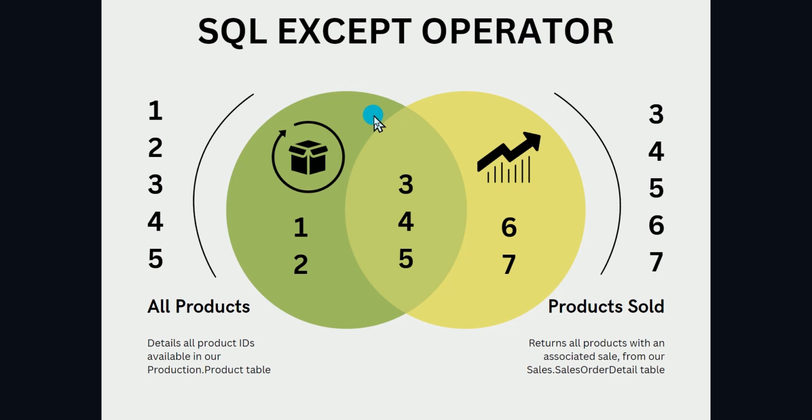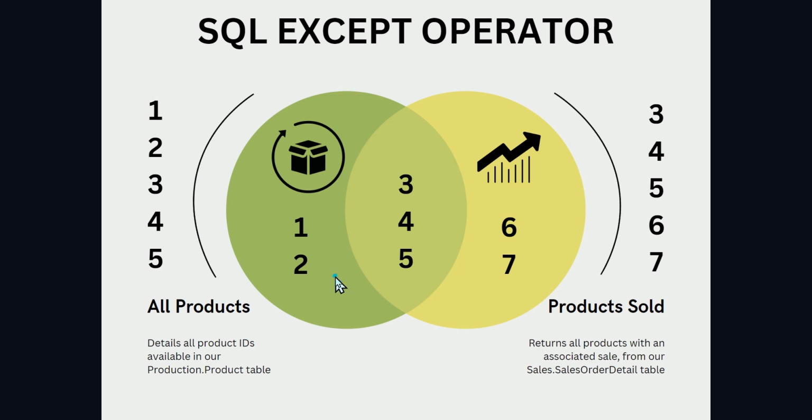So again, covering the EXCEPT operator, let's say on the left-hand side, this is just simulated, we have a product ID from our Production.Product table. That's the actual table we'll use in the worked example. It's from the AdventureWorks sample database. I'll leave a link if you want to install this. And on the right-hand side, we have our products sold table. So this is products with an associated sale taken from our sales order detail table. I just have simulated values here to get the point across.